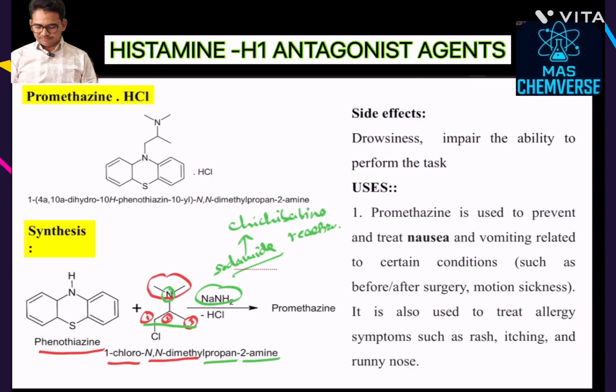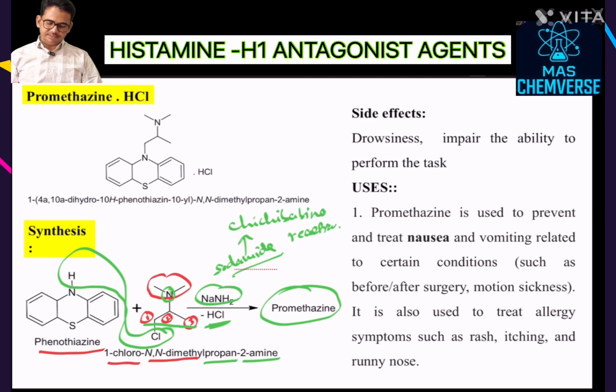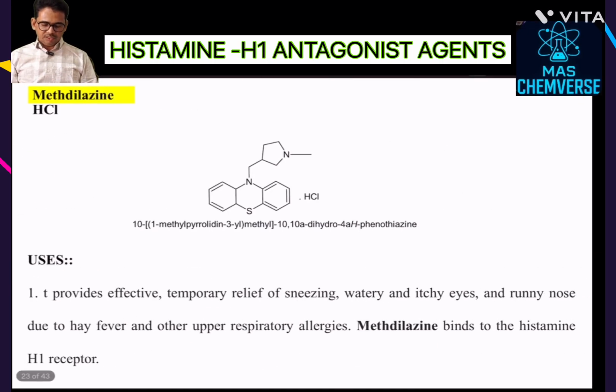Chichibabin reaction. Then it is going to take away the hydrochloric acid to produce the promethazine. It is a combination with the salt to produce promethazine hydrochloride. It is also used for various motion sickness and allergies, vomiting, nausea, and the allergies of the nose. All those things are going to be prevented.